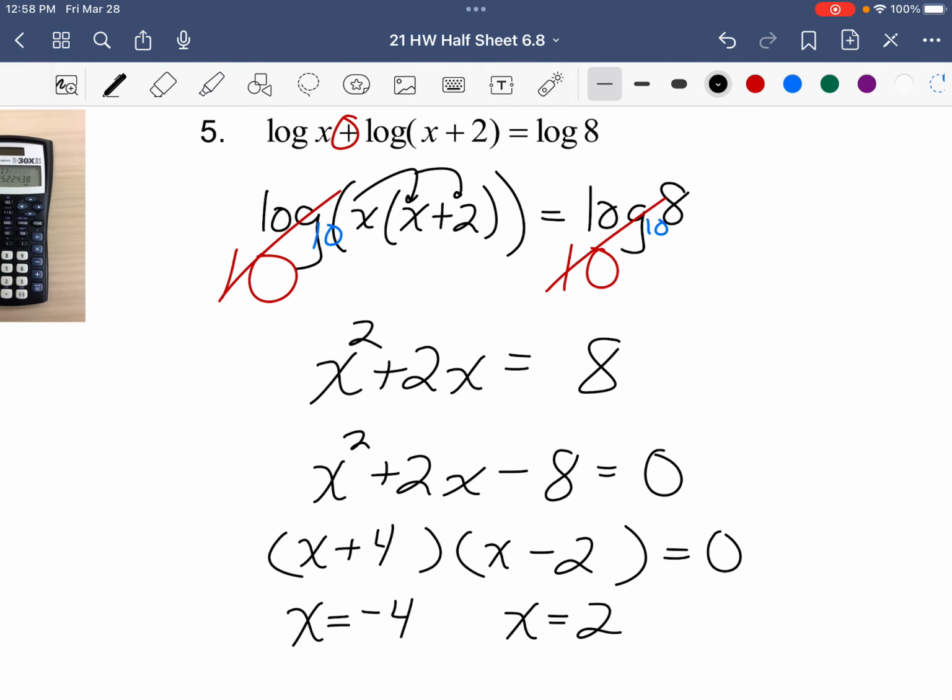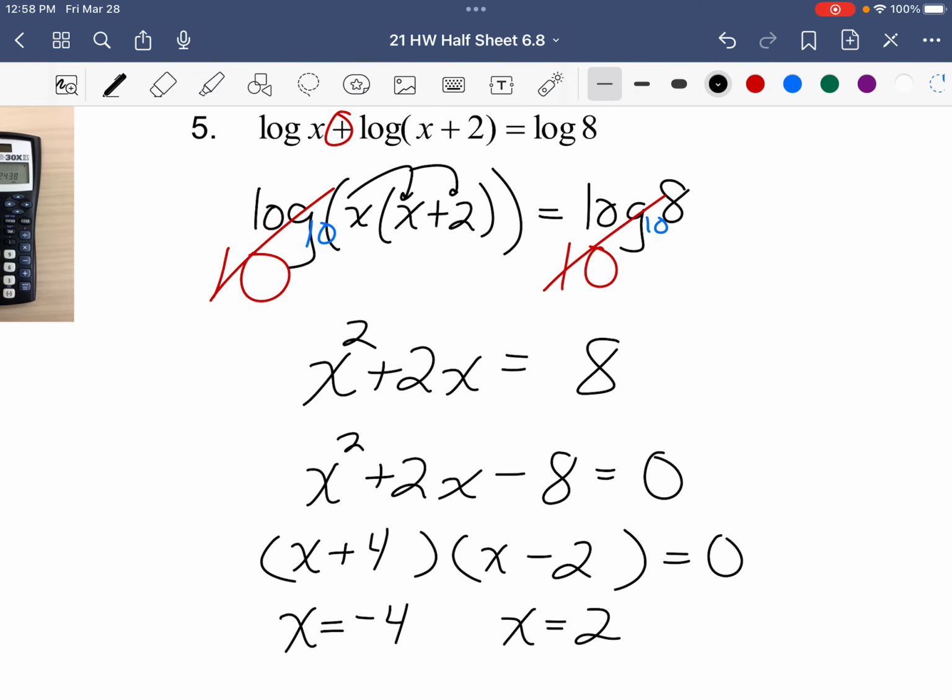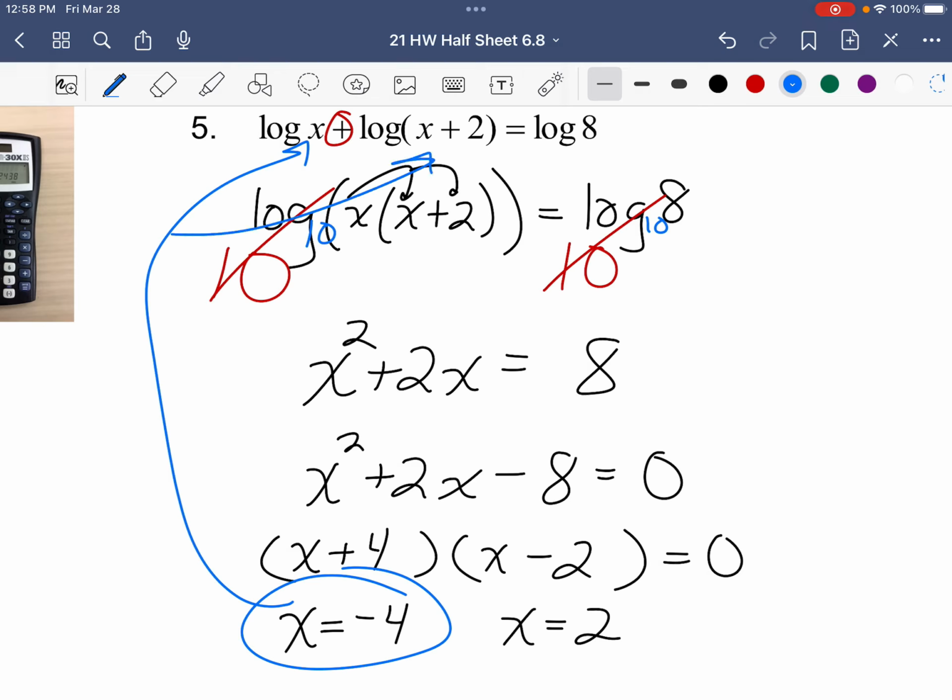Well, it seems like I might, but it turns out that you're not able to have a negative number. You can't take the log of a negative number. And so if I'm really careful, I'm going to be able to cross that one out and just choose x equals 2.